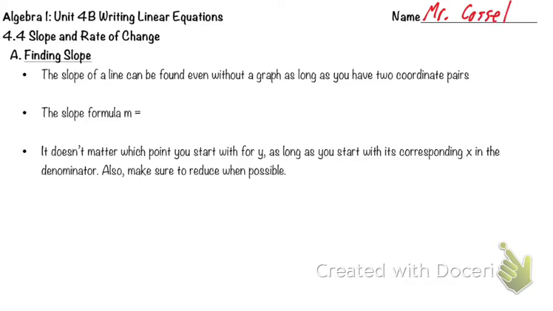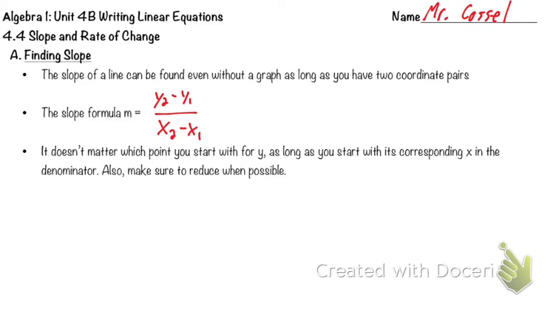Alrighty. So the slope of a line can be found even without a graph, as long as you have two coordinate pairs. So the slope formula, m equals, we talked about it being rise over run before, right? We talked about m being rise over run. Does that sound familiar? Oh, I really hope so. Okay. So we also have this formula, y2 minus y1 over x2 minus x1. That might look a little familiar to you as well.